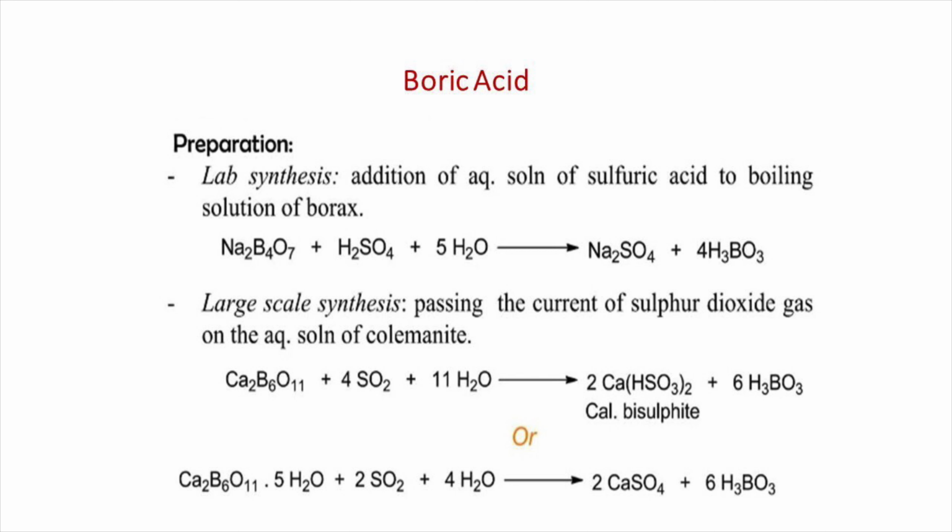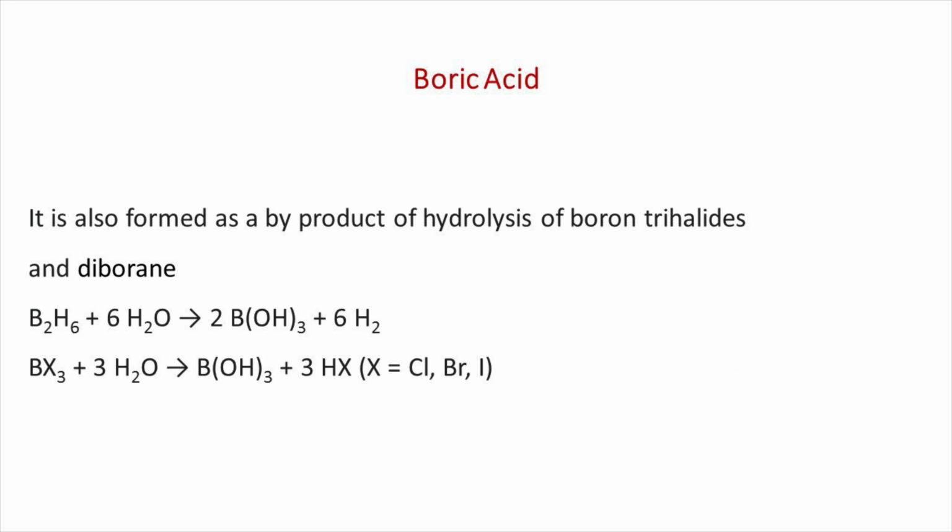The large scale synthesis of boric acid is by passing the current of sulfur dioxide gas on the aqueous solution of colemanite. It is also formed as a byproduct of hydrolysis of boron trihalides and diborane.